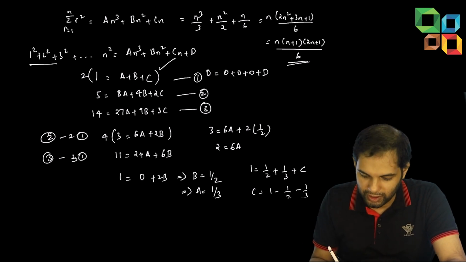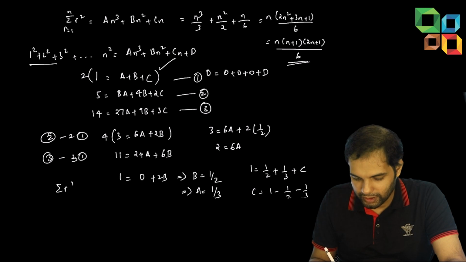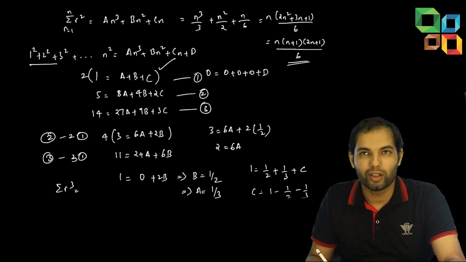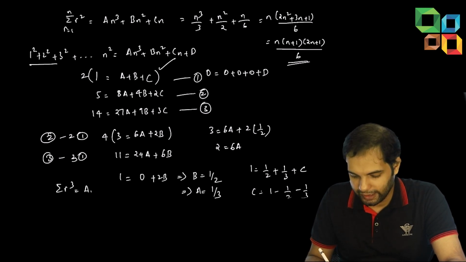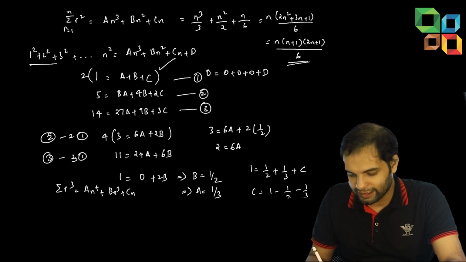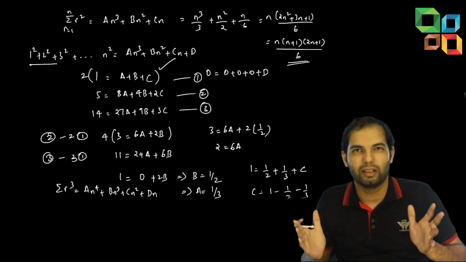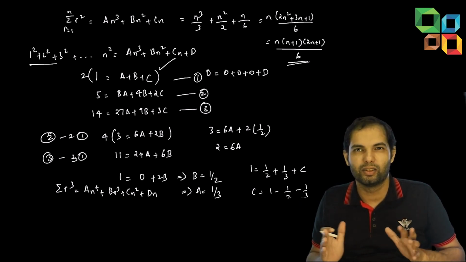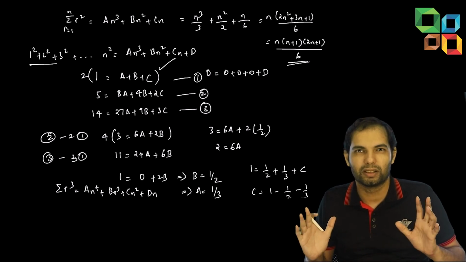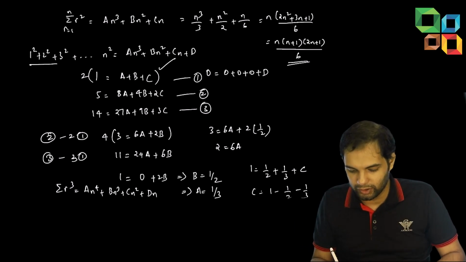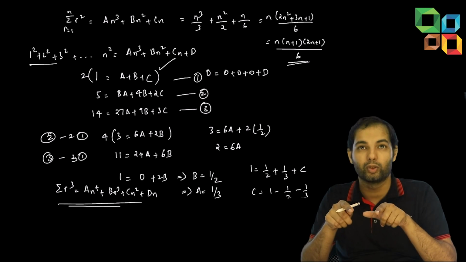So you can try for summation r cube yourself. Summation r cube will be a higher degree equation, one higher. So you will get a n power 4 plus b n cube plus c n square plus d n. You can leave the e part because it's 0. When n is 0, both sides should be 0. So I'm just leaving the e part. Try this at home and see if it's matching our formula.